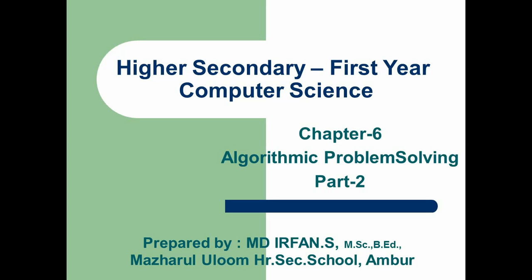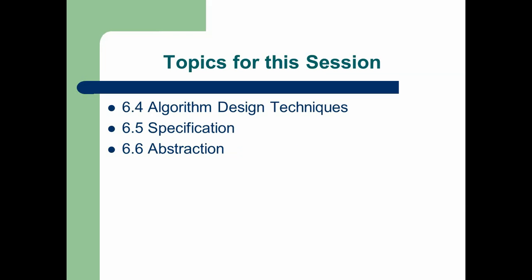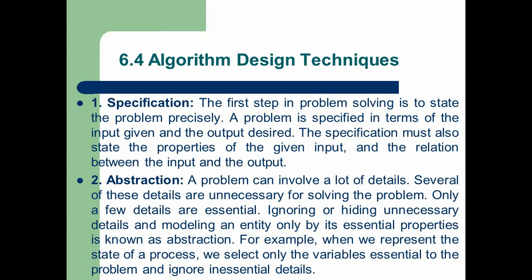Last class we started chapter number 6, Algorithm Problem Solving. Now we are in the second part of this same chapter. Last class we discussed three important topics of this lesson, namely algorithms, algorithmic problems, and building blocks of algorithm. Now in this session we are going to learn the algorithm design techniques, specification and abstraction. Now we are in the first topic of this part, algorithm designing techniques.